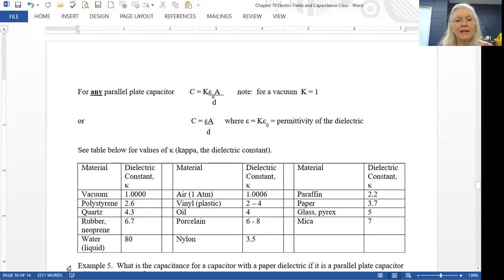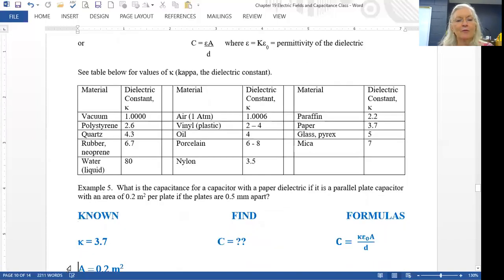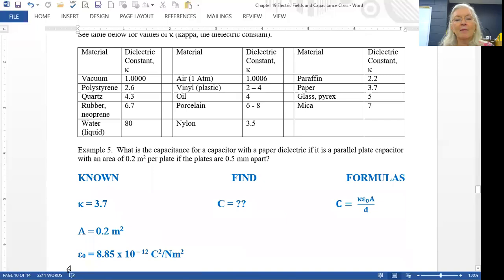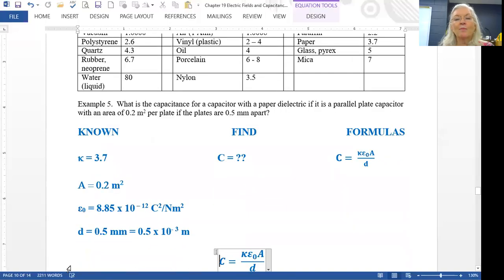So let's look at an example. We want to know the capacitance, remember that's capital letter C, for a capacitor with a paper dielectric. So we'd want to look up paper in the chart. Its dielectric constant is 3.7. And we know that the plates have an area of 0.2 square meters, and that they're 0.5 millimeters apart.